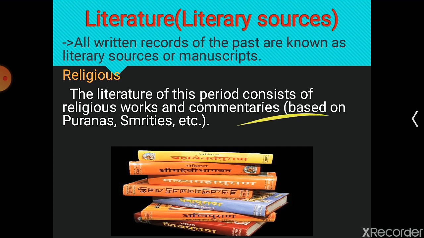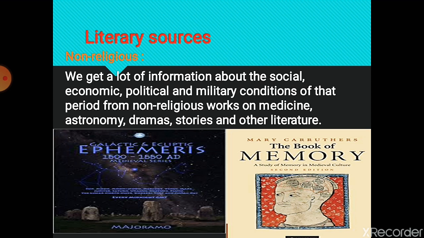Next we have another literary source that is called non-religious. It means the literature here does not include any religious work. It is based on works of medicine, astronomy, dramas, stories and other literature.